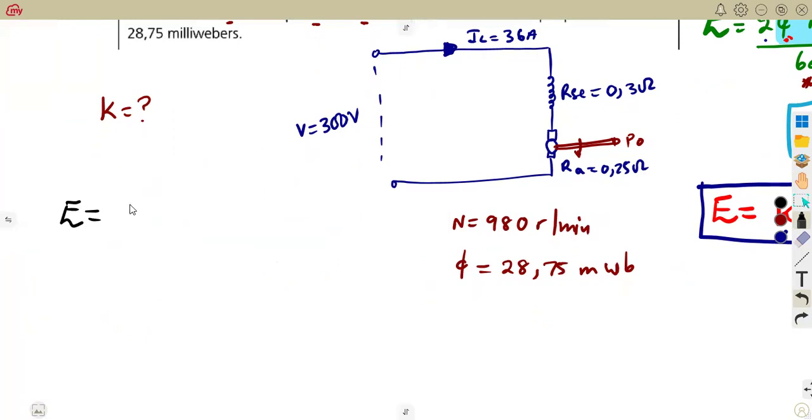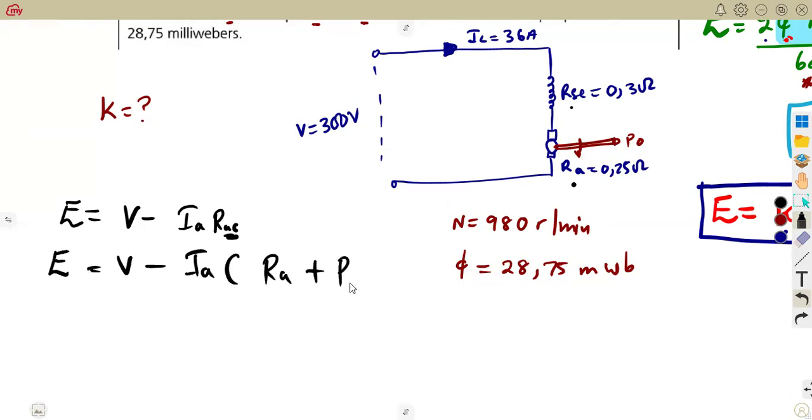Remember, in a series, E is equal to what? V minus armature current times the resistance of the armature circuit, which we said we've got RA and RSE. So we ended up with the V into armature current into RA plus RSE of the series. So E was going to be determined. We have got everything there. Remember, your armature current is equal to the what? To the load current we are in series.